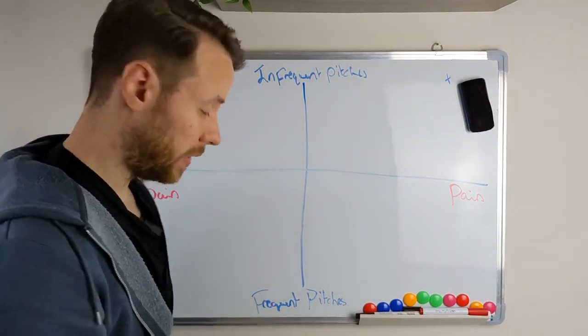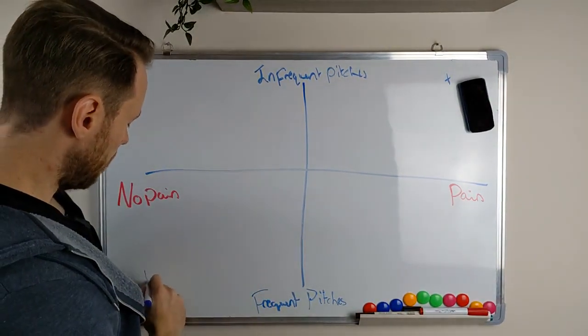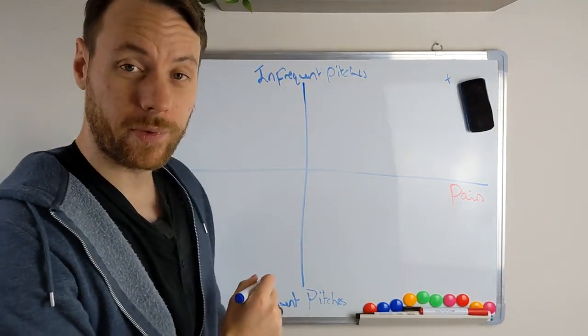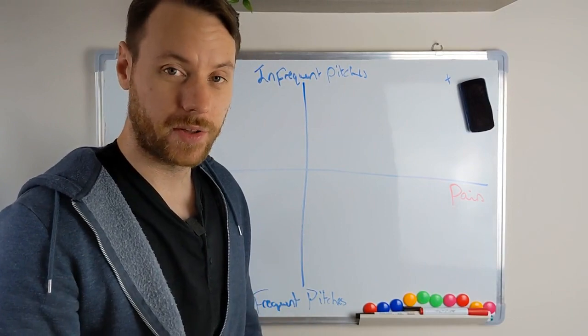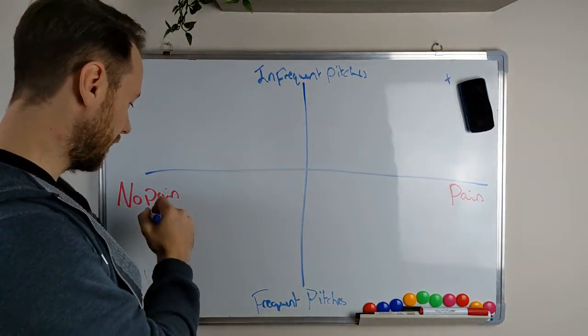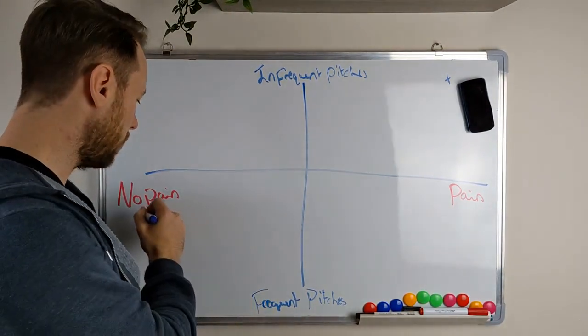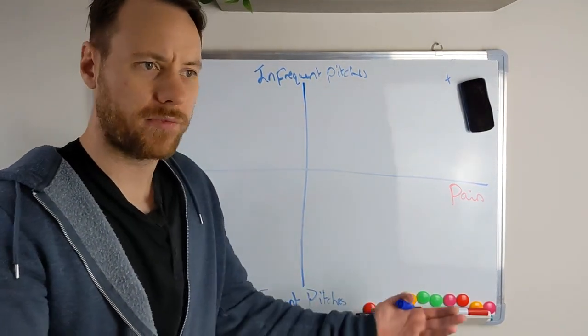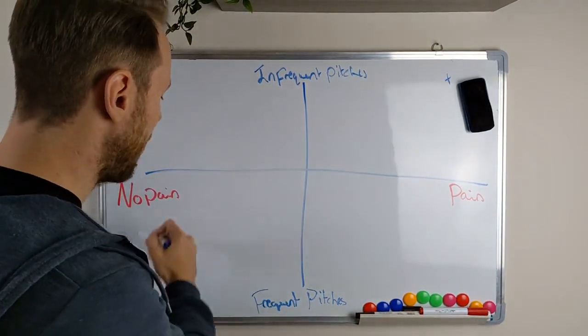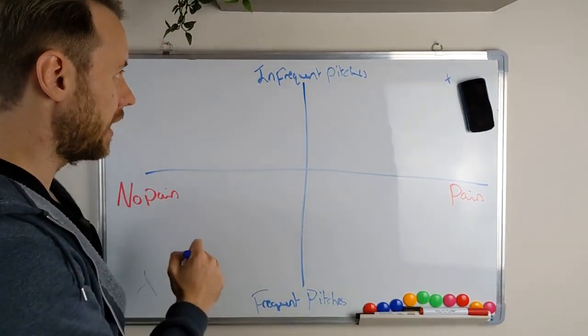The worst type of people are right down here. They have no pain. They get pitched frequently. If you message these people and pitch them, they will get annoyed with you. Trust me, because they're like, oh, not another one of these people. They're trying to sell me something. I don't even need this. That's kind of bad marketing. You should never be ever going for this area here.